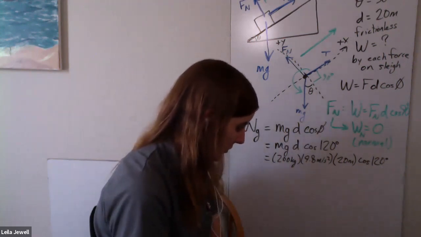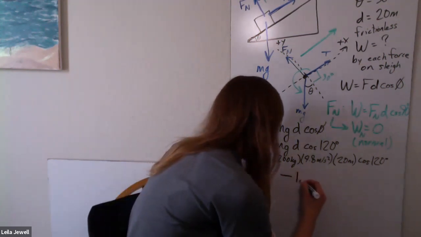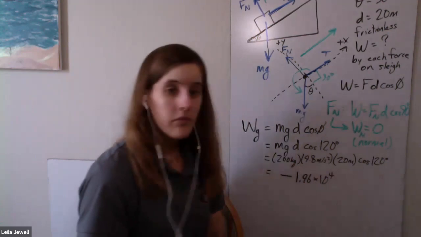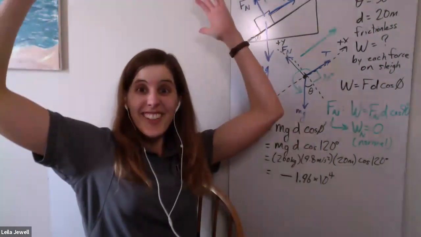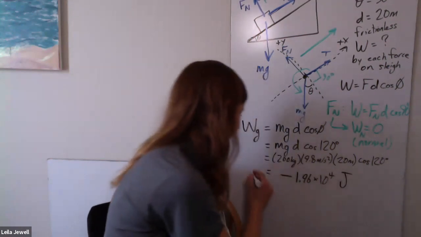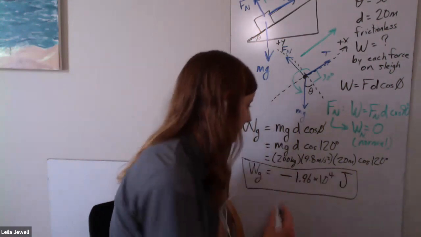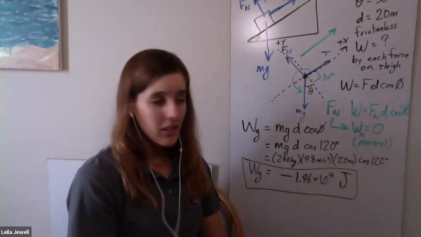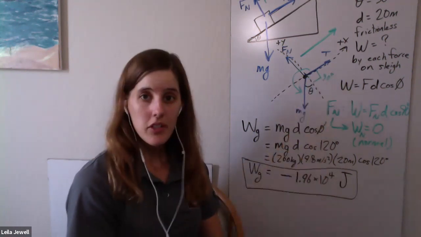So this, when you put in your calculator and multiply it out, will in fact give you a negative value. And you should find it gives you about negative 1.96 times 10 to the 4. With what units? Joules, right? Can't forget that work has the same units as energy, which is joules. All right, so cool. We have the work done by gravity there. We've gotten two of our forces out of the way, and the last force is just the tension.